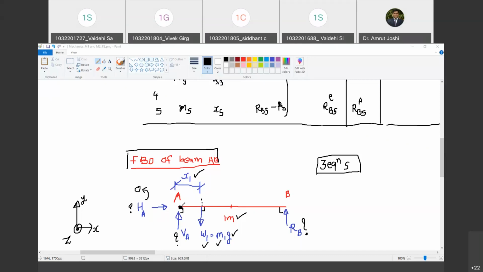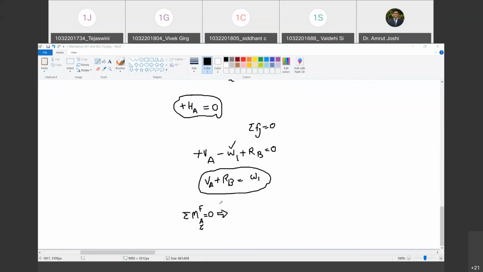Yes, sir. Can you tell me what is the moment of W1 about A? M1G X1. Yes. So W1 is M1G X1. So we will not write it as M1G. We will write it as W1 itself. W1 multiplied by the horizontal distance between A and W1, which is X1. So it is W1 into X1.